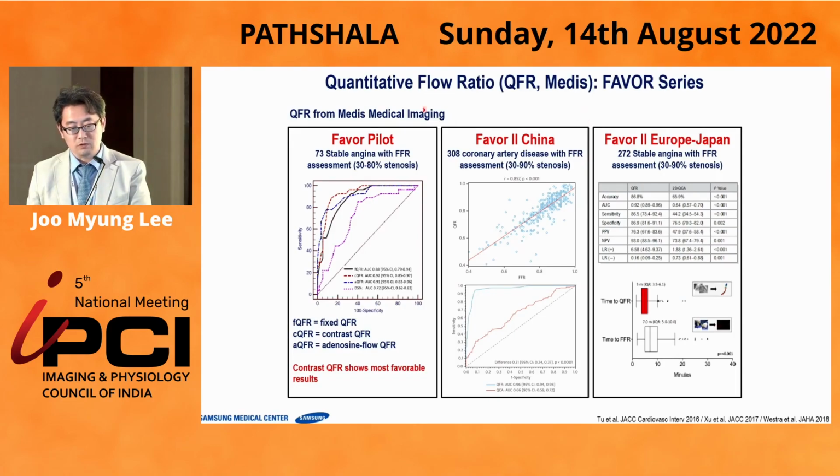The diagnostic accuracy of QFR from MEDIS medical imaging was tested in the FAVOR trial series. In the FAVOR pilot trial, they compared three different QFRs: the fixed QFR using fixed flow velocity, and the contrast QFR using TIMI frame count, adjusted patient-specific coronary flow velocity, and adenosine QFR, which is QFR measured under maximal hyperemia. As a result, contrast QFR showed the best agreement with the invasive FFR, and this is now standard QFR.